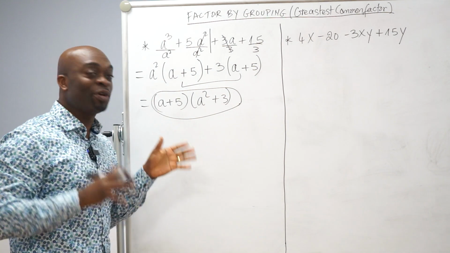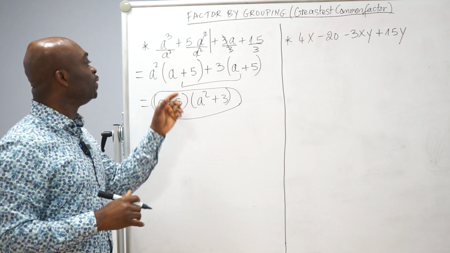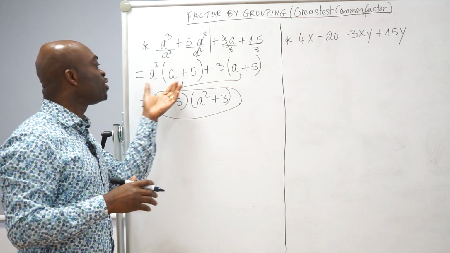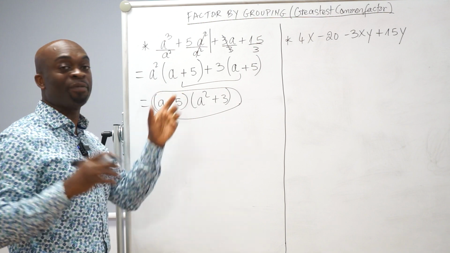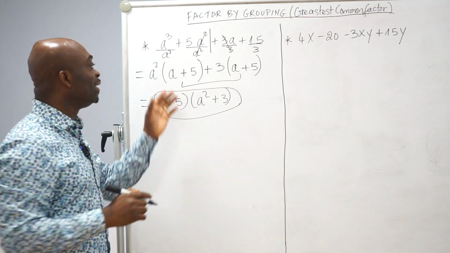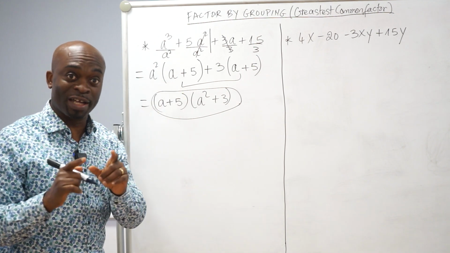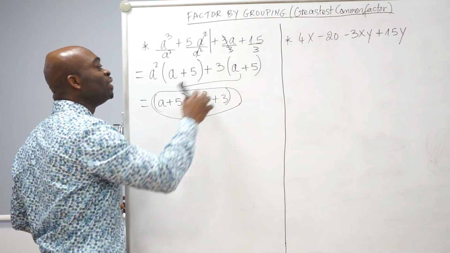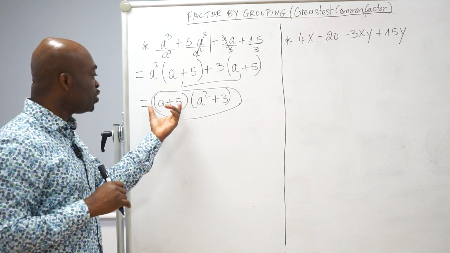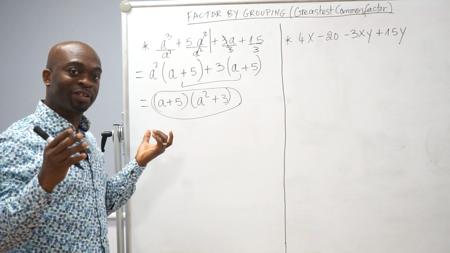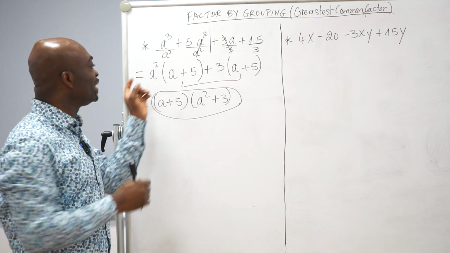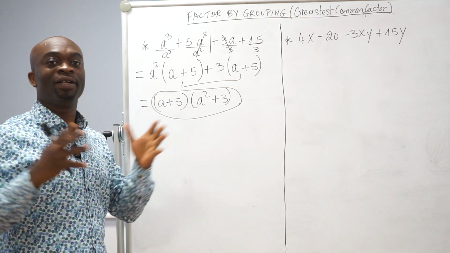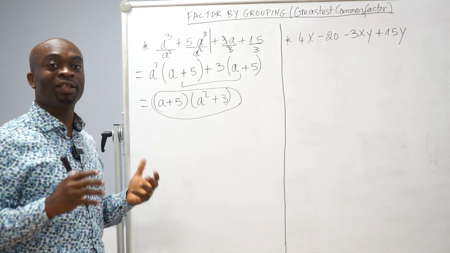So this is how it works. You split them in 2, and make sure that you find the greatest common factor for each of the groups. Then you will see if you're on the right track: whatever you have inside the parentheses is going to be the same. So you carry that out as the common factor now, which is a plus 5. And whatever you have in front of the parentheses, you put together. And this is how you are done.